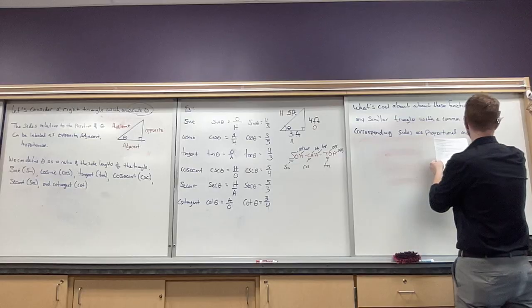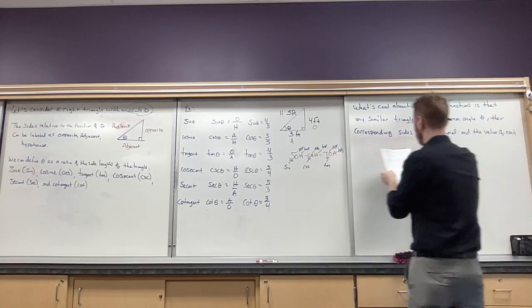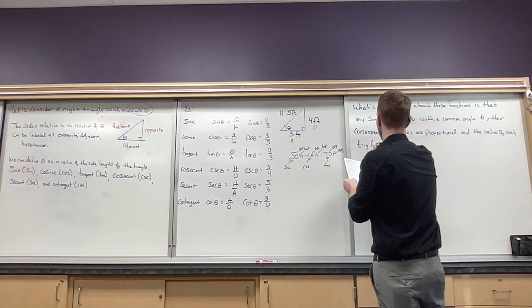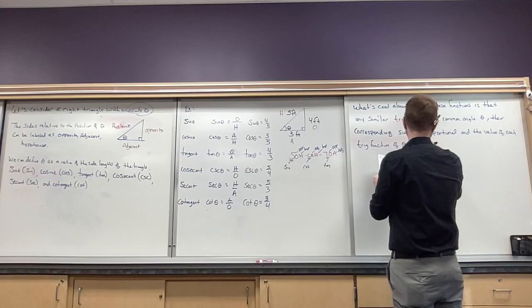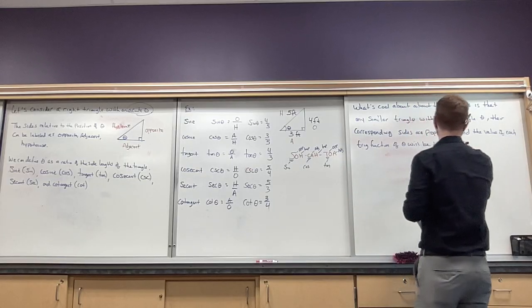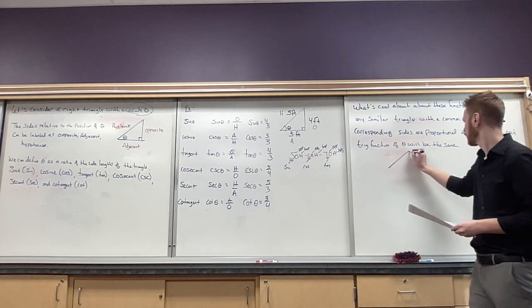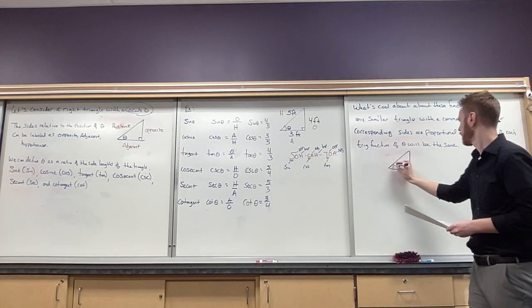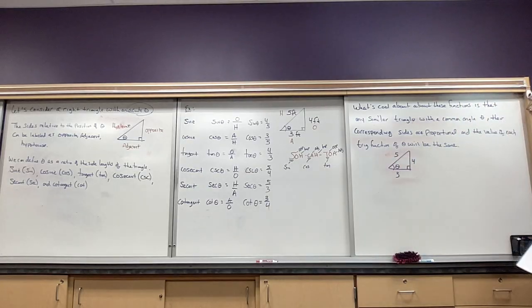Corresponding sides are proportional, and the value of each trig function of theta will be the same. Oh, we're going to keep it up there now. Let's look at that 3, 4, 5 triangle again. Okay, so there's my 3, 4, 5 triangle.